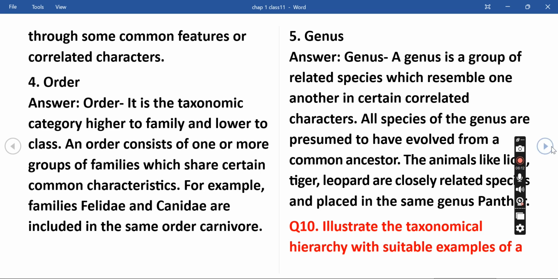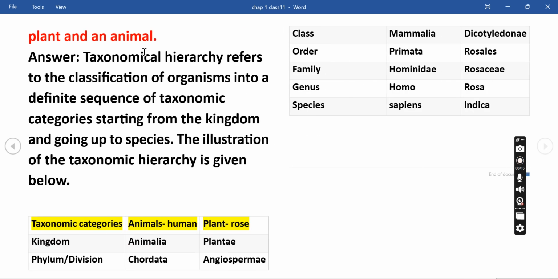Illustrate the taxonomical hierarchy with suitable examples of a plant and an animal. So this is the category we have made. These all are the taxonomic categories, hierarchical levels, and this is the example of an animal. This is the example of a plant. Kingdom, Animalia, for the plant, Plantae. Phylum, Chordata, for the plant, Angiospermae, because it's a flowering plant. Class, Mammalia, Dicotyledonae. Order, Primata, for the plant, Rosales. Family, Hominidae, Rosaceae. Genus, Homo, like in our previous video we have studied. Homo sapiens. Genus, Homo, species, sapiens. For rose, the scientific name is Rosa indica. So this is the taxonomical hierarchy. One example of an animal, one example of a plant.